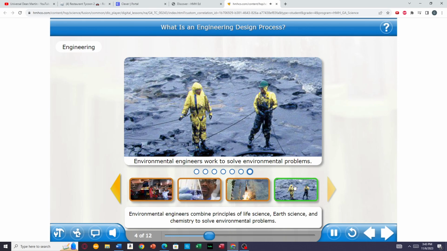Environmental engineers combine principles of life science, earth science, and chemistry to solve environmental problems. Environmental engineers use science and math to help fix important problems like oil spills and pollution.